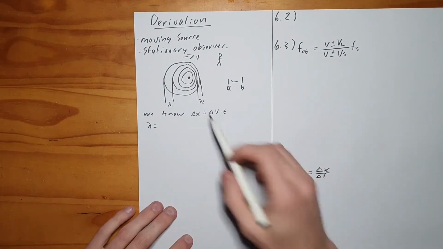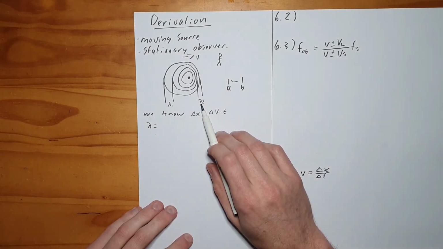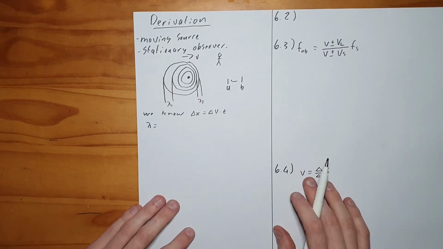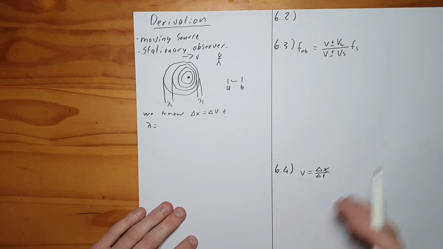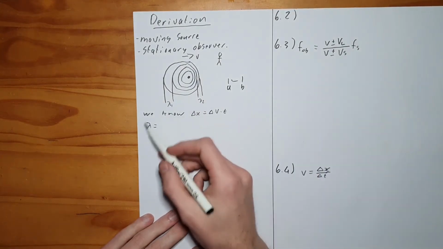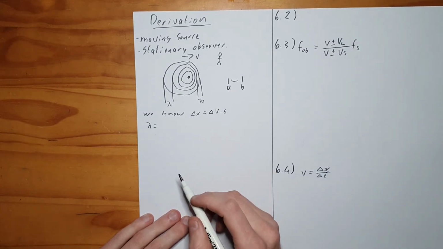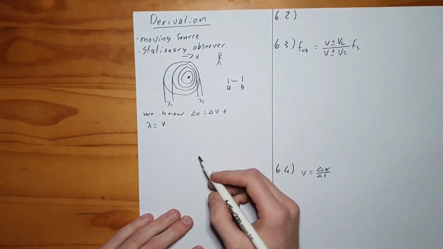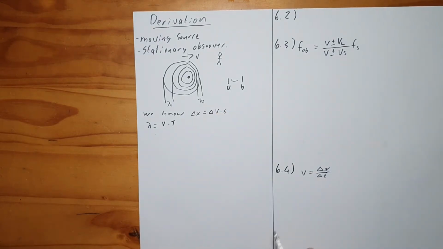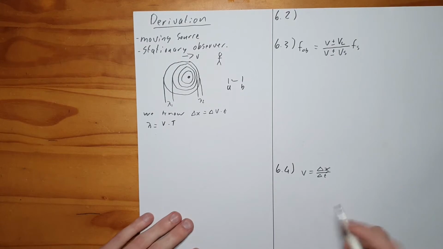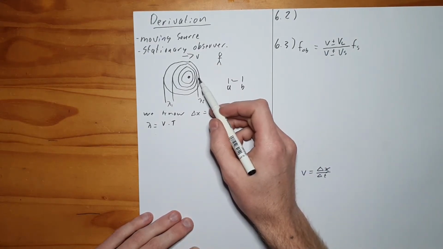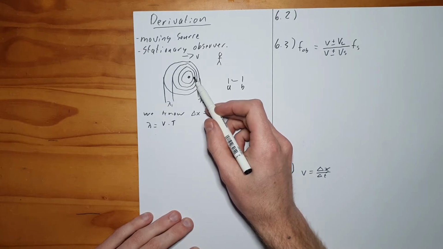But now remember, lambda is just the length of the wave, and that can also be described in terms of the velocity and the time it takes. So let's look at lambda in general. Lambda can be described as the velocity times the period that it takes to complete one wave. Now let's consider lambda 2. Lambda 2 is in front, that's when the source is moving and emitting.